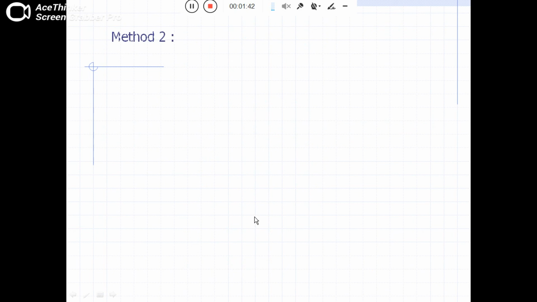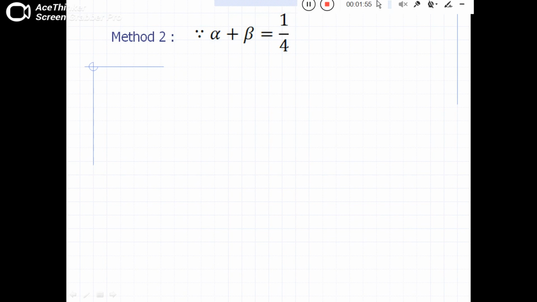Now see the second method. In the second method we have to get the values of a, b and c separately. After getting the values of a, b and c, we substitute them in the quadratic polynomial, and you will get your answer. So as you know, alpha plus beta equals 1 upon 4. It means minus b upon a equals 1 upon 4.